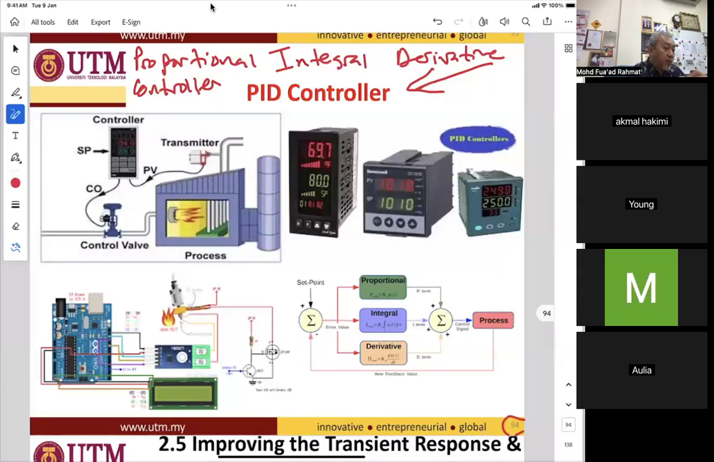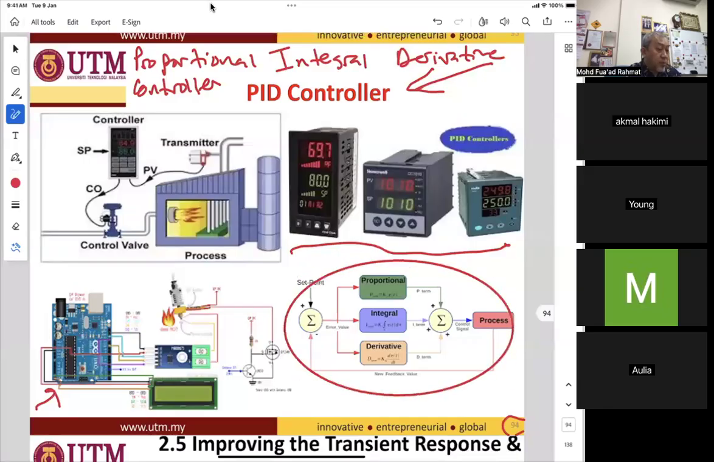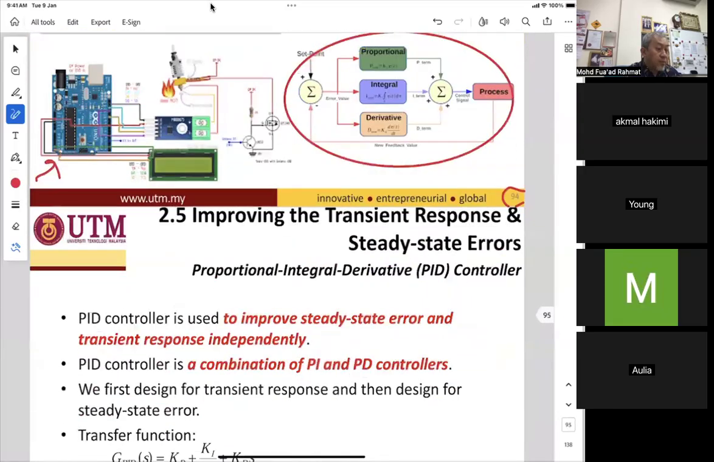It can be in digital form. So this is a digital form. You just key in the KP, KI, and KD values. Or if you don't have budget, you use a small Arduino Uno or Raspberry Pi controller, write the program and then set the values of KP, KI, and KD using several tuning methods. This is the block diagram of the proportional integral and derivative controller.